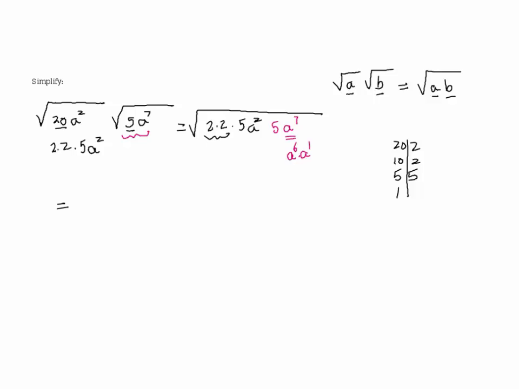So here we have 2 2's, 2 5's. We're going to have a squared. These are all perfectly squared, so let's record them. 2 2's, 2 times 2. Then we have 5 times 5. Then we have a squared. And then we have a to the power of 6. And then we're going to have a all by itself here.